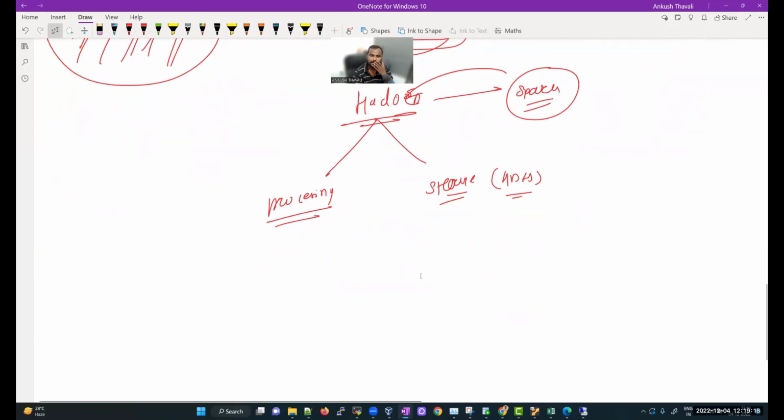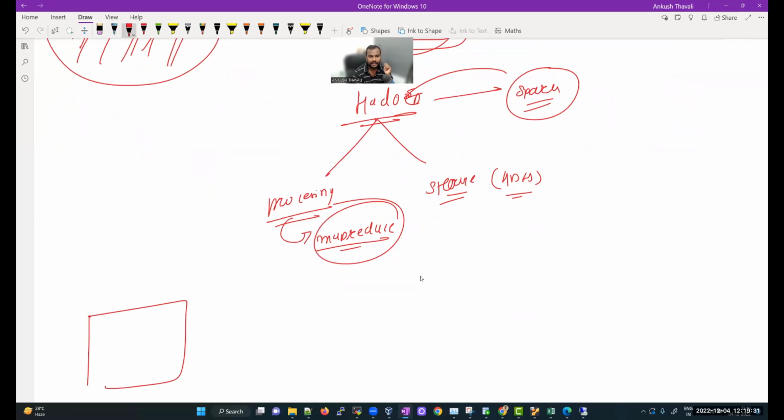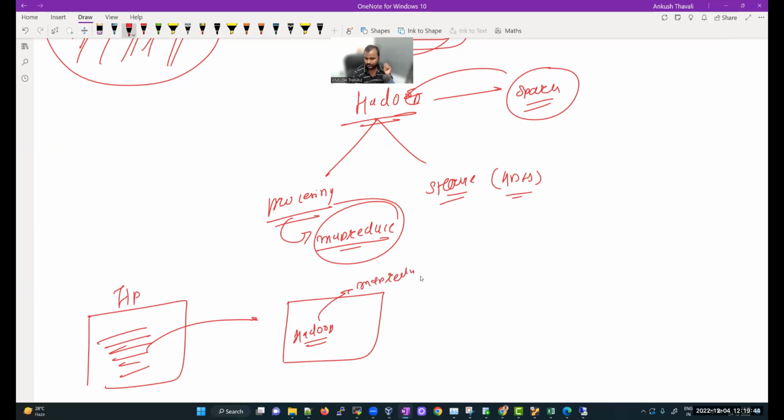There was one problem with Hadoop. Hadoop internally was using one mechanism, which we call MapReduce, to process your huge amount of data. Now let's say I have data which is available here. It is an input for me. To process this data, we were using Hadoop, and Hadoop internally was using a MapReduce framework, a MapReduce engine, to process that data.